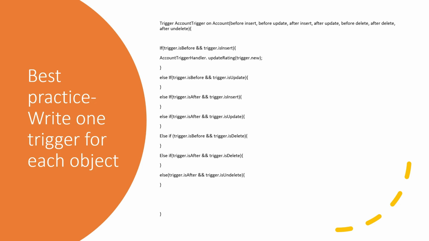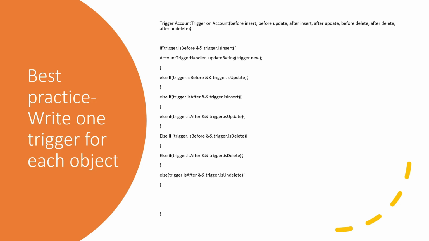So avoid using hard coded IDs in your trigger. Best practice: write one trigger for each object. Here I have demonstrated how you can write your trigger and separate the logic in a trigger handler class. This trigger is written on the account object. AccountTrigger is the trigger name, and you can list all your event operations: before insert, before update, after insert, after update, before delete, after delete, and undelete.